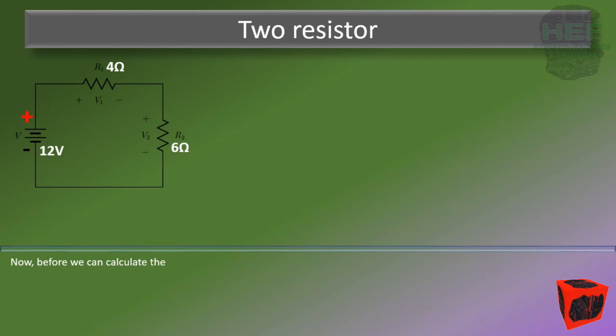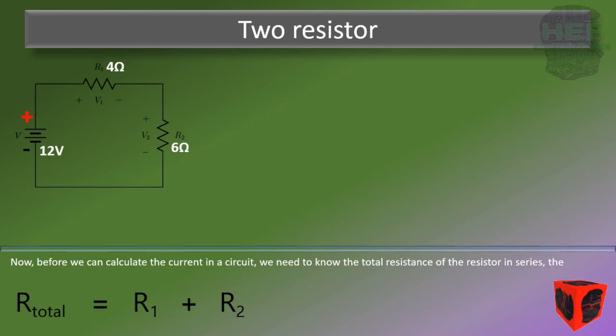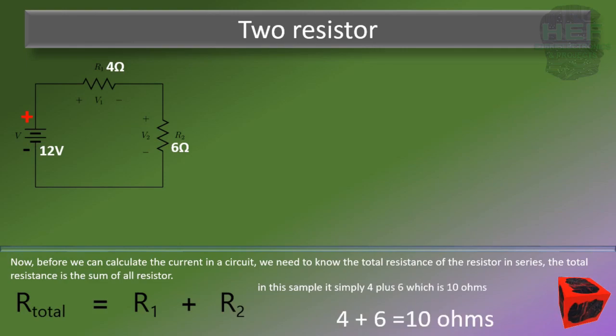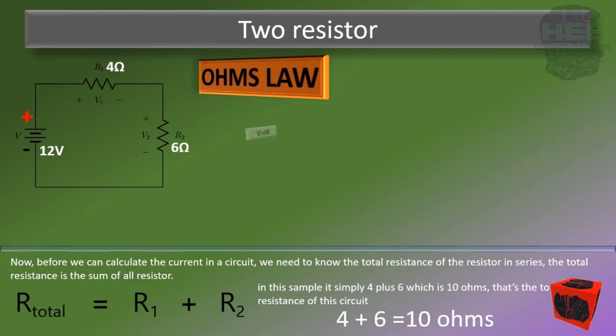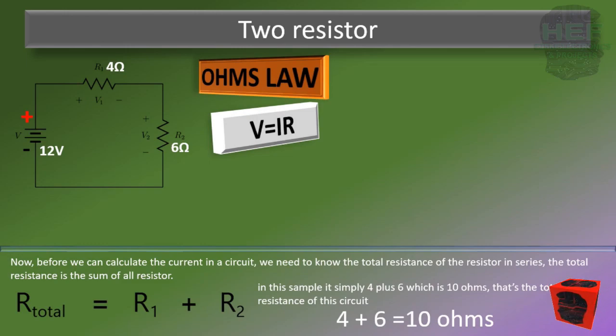Now, before we can calculate the current in a circuit, we need to determine the total resistance. For resistors in series, the total resistance is the sum of all the resistors. So in this example, it's simply 4 plus 6, which is 10 ohms. That's the total resistance of this circuit. Now to calculate the current flowing in the circuit, we're going to use the voltage of the battery, which equals the current flow in this circuit times the total resistance. This comes from Ohm's law, V equals IR. The voltage of the battery is 12. The total resistance is 10. 12 divided by 10 is 1.2. So the current flow in this circuit is 1.2 amps.